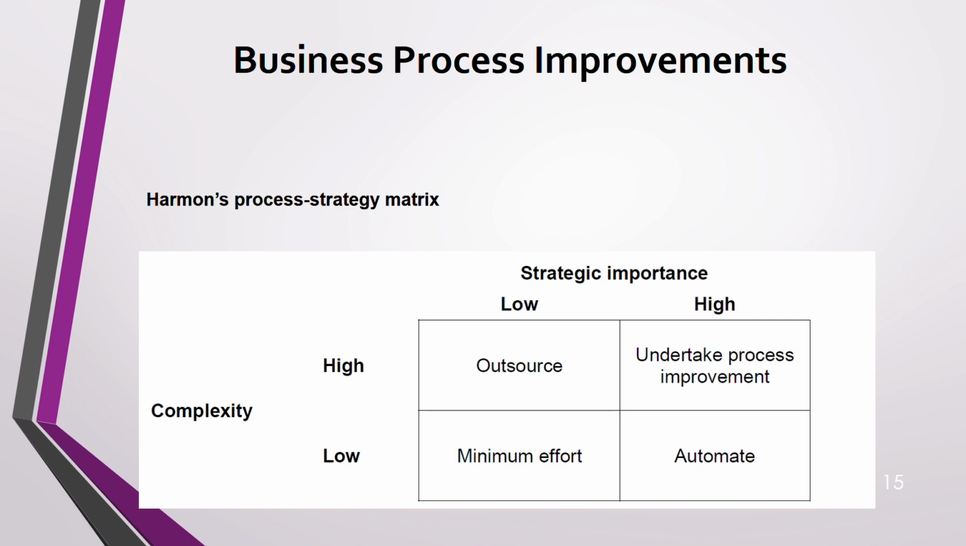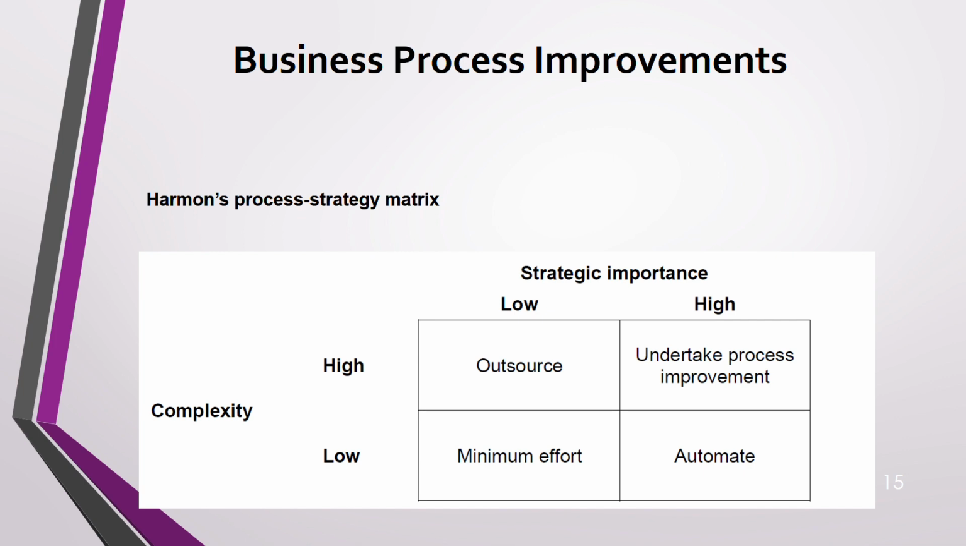Let's start with the low, low quadrant first because it's easier that way. If a process in an organization is less complex, complexity is low, and strategic importance is also low, then you don't have to give so much effort to it. Minimum effort will work, because it's not very complex and you can do it easily, and strategic importance is also not so much. So do not put so much effort and time into those processes.